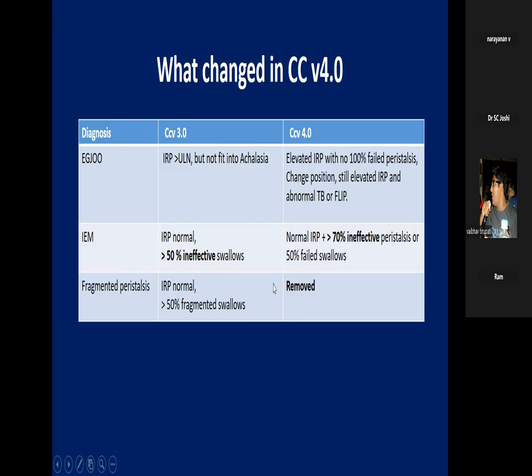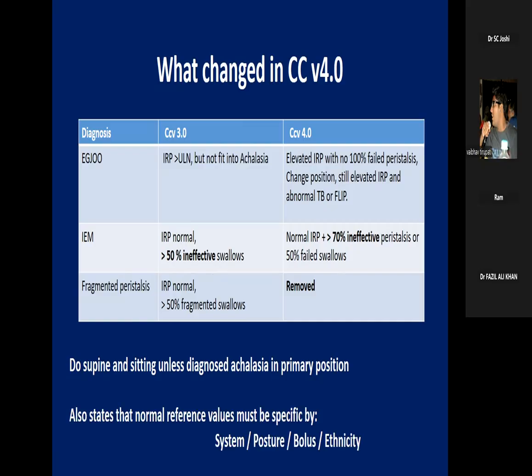In addition to that, we have to do supine and sitting unless you have diagnosed achalasia in the primary position itself. Another important thing, an iteration that was found even in the third version and also in the fourth version, is that it states that the normal reference values must be specific by the system, by the posture, by the bolus, and by the ethnicity.